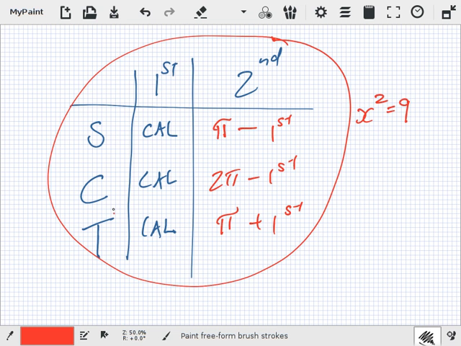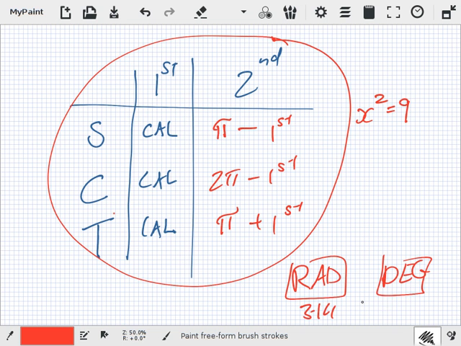So this pi means 180. Or if you're using radians, it just means pi. If you're using degrees, it's 180. It's 3.14 if you're using radians. You know radians? Yeah. Radians and degrees. It's 3.14 radians or 180 degrees.